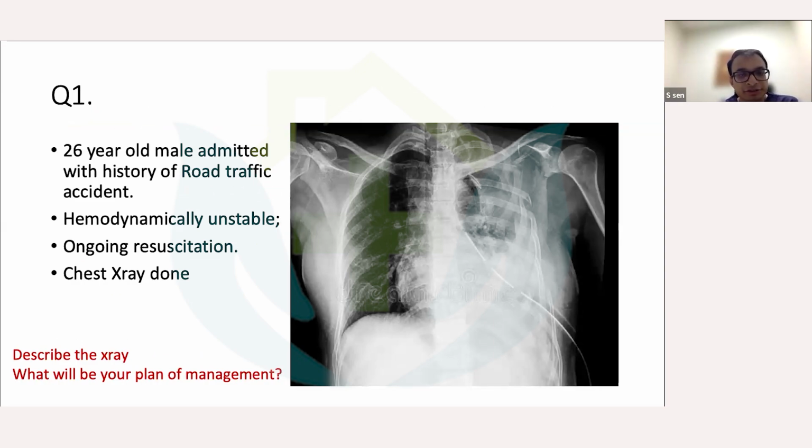hemodynamically unstable, ongoing resuscitation, chest X-ray is done, chest X-ray is like that. Describe the X-ray and what will be your plan of management. Very brief, to the point, just give an answer. What is it? Describe the X-ray, please. So I can see hemothorax in the left side.